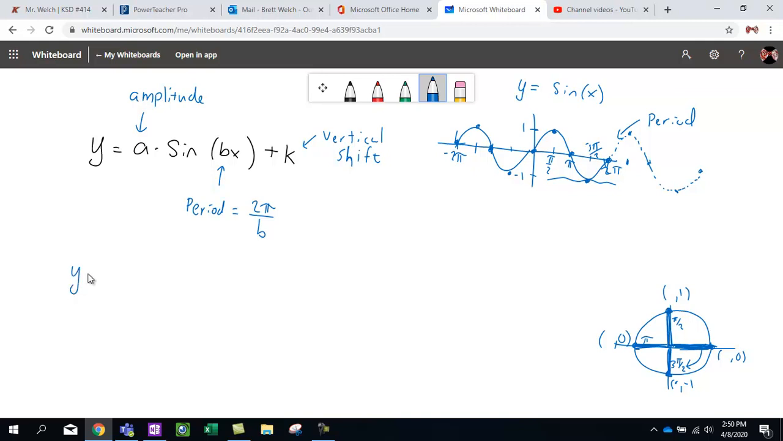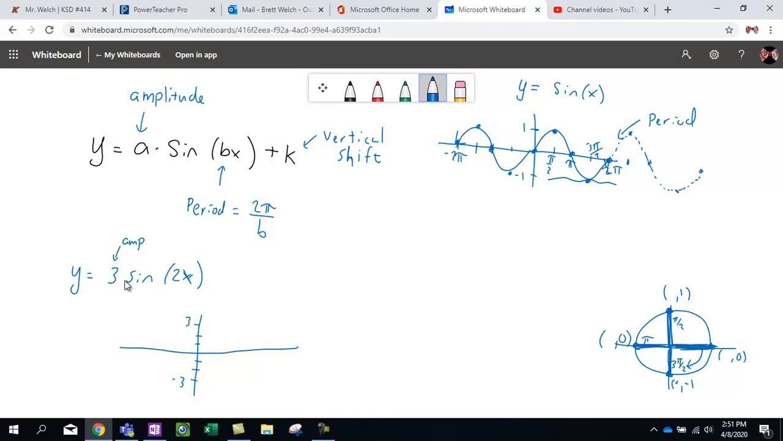Let's look at y equals 3 times the sine of 2x. This is a pretty straightforward one. You'll see a few of these at the beginning of the assignment. And it's a pretty good example of a test question. First thing I want to do is figure out my amplitude. This is always pretty easy to find. Amplitude is just the number out here. So I'm going to go up to 3. I'm going to go down to negative 3.